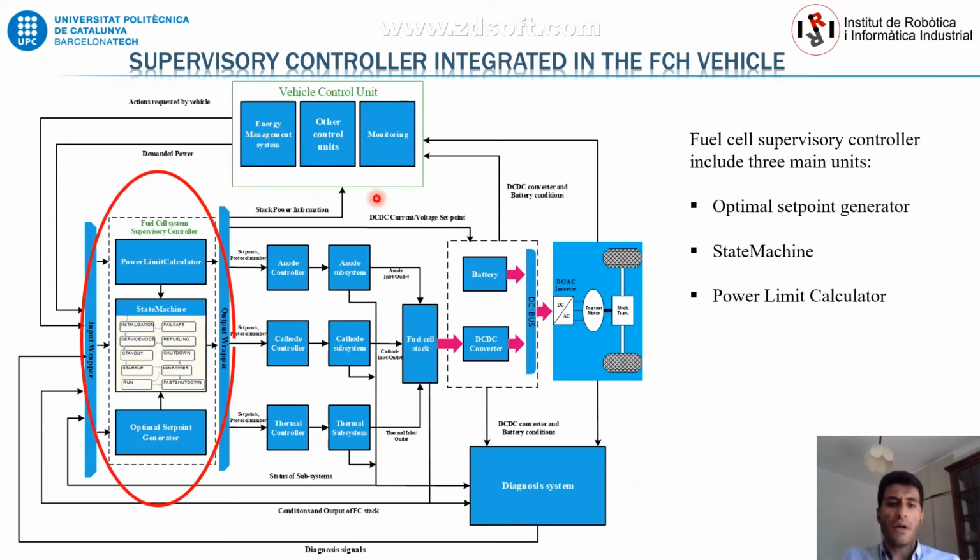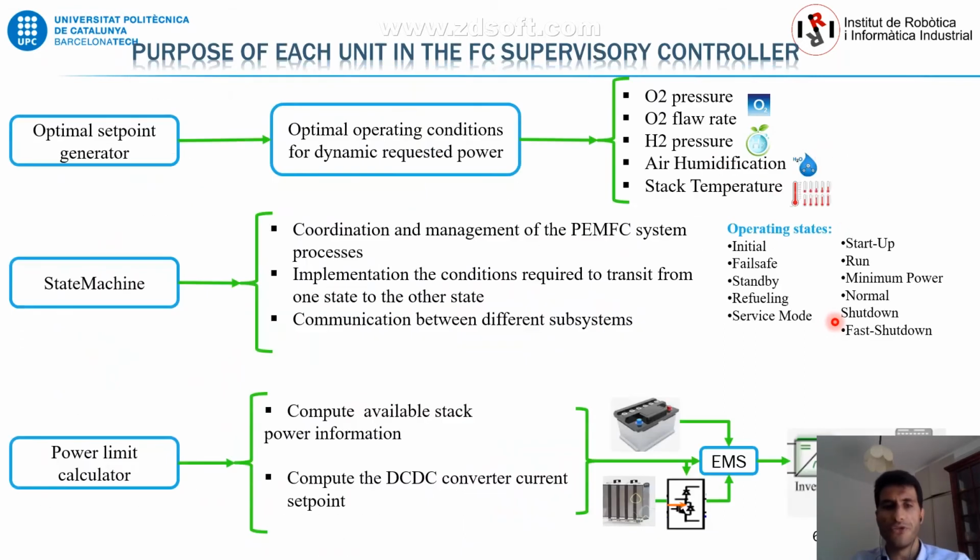This block diagram shows the integration of the fuel cell stack and its subsystems with the other components in a fuel cell hybrid vehicle, which are the vehicle control unit, the mechanical part, the battery and DC-DC converter, the diagnosis system, and the fuel cell supervisory controller. My research focuses on designing this part, the fuel cell supervisory controller, which includes three main parts: the optimal set point generator, the state machine, and the power limit calculator.